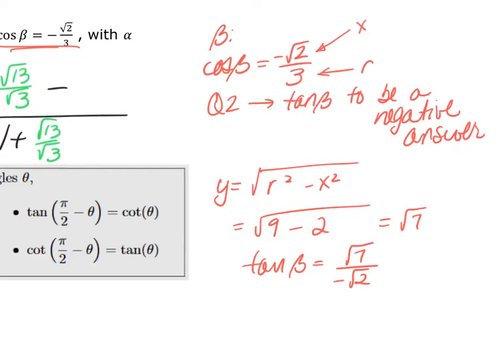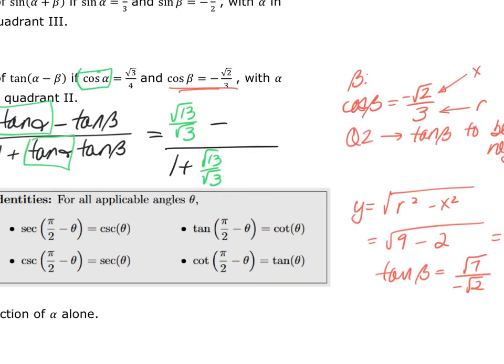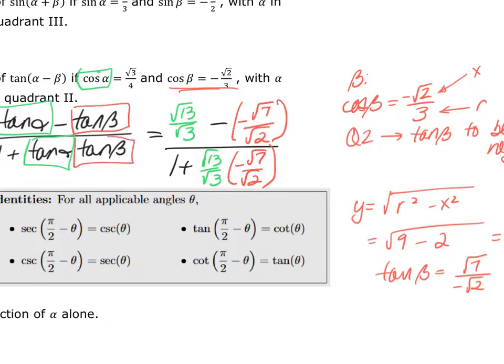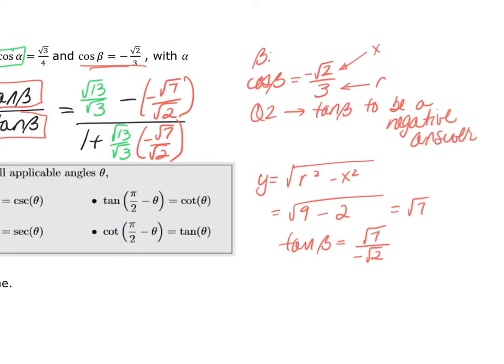So I'm going to come back over here, and wherever I see the tangent of beta, I'm going to replace it with the negative square root of 7 over the square root of 2. There. And I'm going to do it here. Again, I'm replacing the tangent of beta with that value I just found, because that's what the tangent of beta is as a ratio. Square root of 2 or square root of 2 over 3? Square root of 7 over the square root of 2.